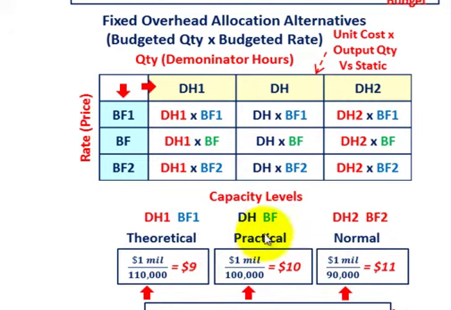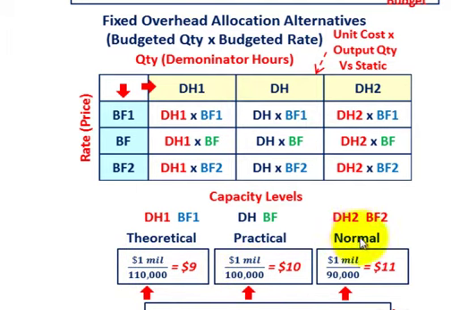Okay, now let's move over to our practical amount. Again, same amount, $1 million in fixed overhead costs, but now in practical terms we can only produce at 100,000 direct labor hours. So that division is going to give us a budgeted fixed overhead rate of $10 per hour. In theory, we could operate at $9 an hour, or allocate our fixed overhead based on $9 an hour for our direct labor. The fact is, we said we could produce at a higher number of direct labor hours, 110,000 versus 100,000.